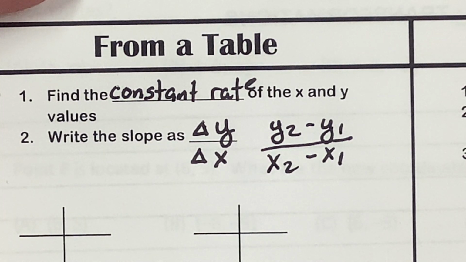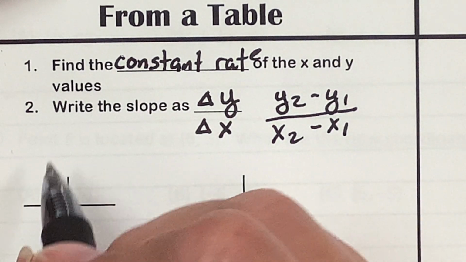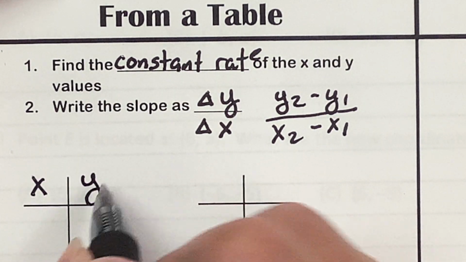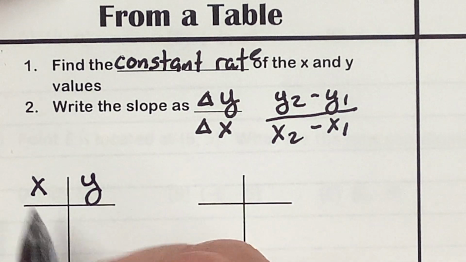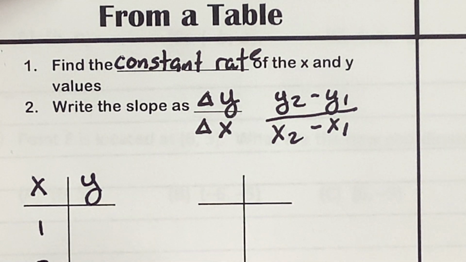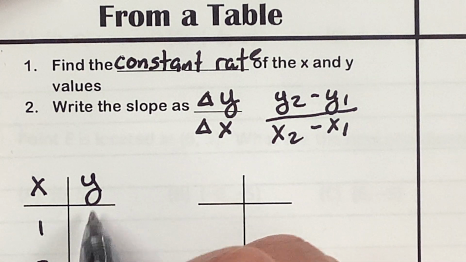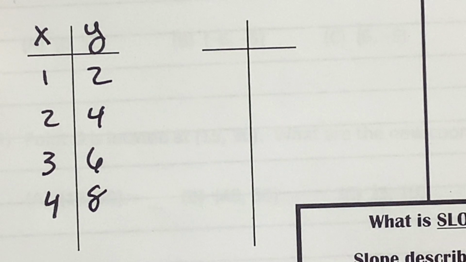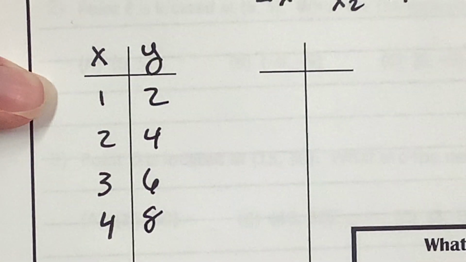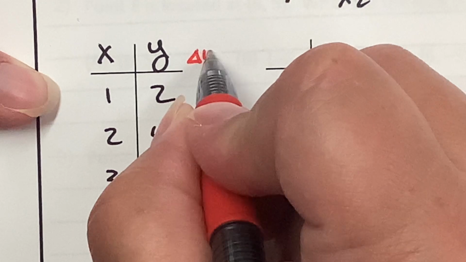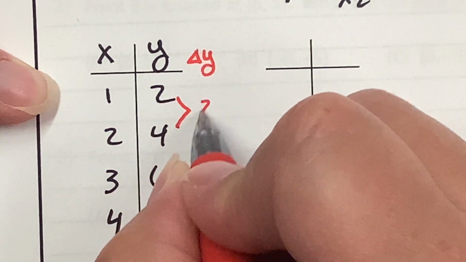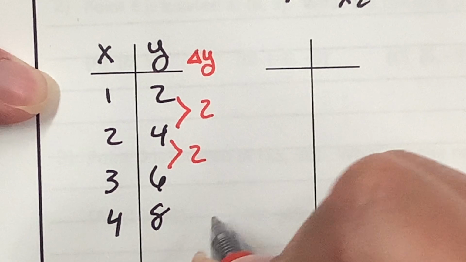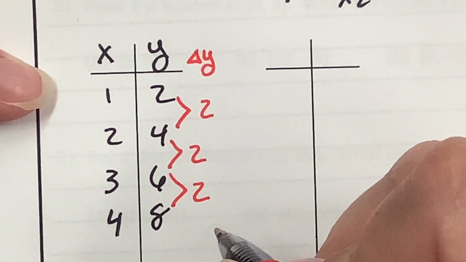So let's do a couple of examples. We'll do two different ones. I'll do this one with x and y, and I'll just use some easy x's: 1, 2, 3, 4, and some easy y's. How about 2, 4, 6, and 8? So what's the slope from my chart? Well, that's easy enough. I'm going to find the change in y. 2 to 4, that's plus 2. 4 to 6, that's plus 2. 6 to 8, that's plus 2.